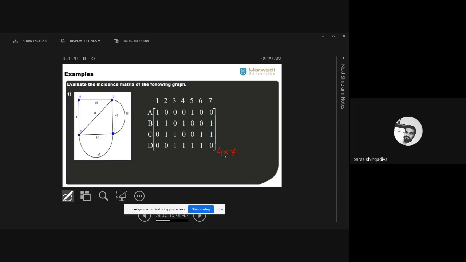So check the second column and the seventh column. They are identical. They are the same. And similarly, E3, E6, the third column and the sixth column, are also identical. Why are they identical? Because they are parallel edges.